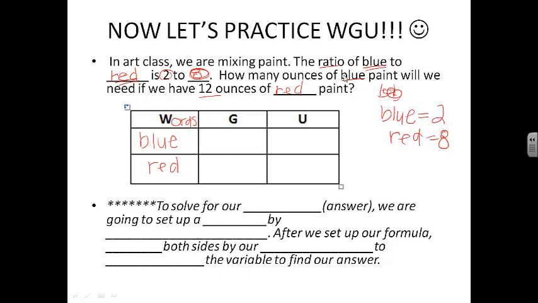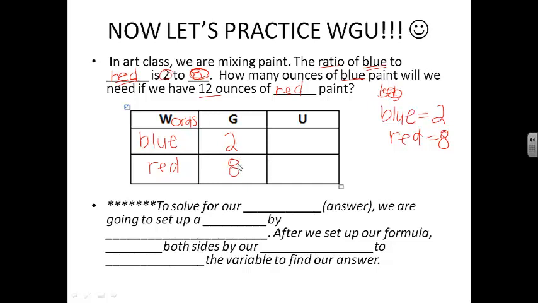Okay, over here, the ratio is kind of confusing. That's why we wrote it over here this time. 2 is associated with blue because blue came first. So the given, what they give you, is the ratio, 2 to red. So they give you these two numbers associated with the two things we're comparing. So blue would be 2 and red would be 8. Okay? So 2 to 8.